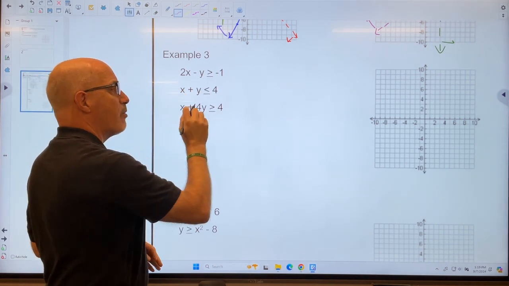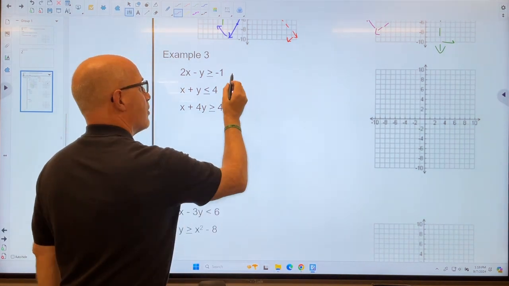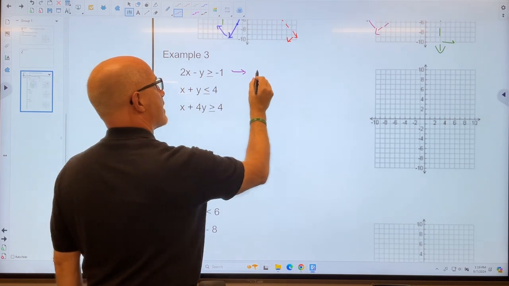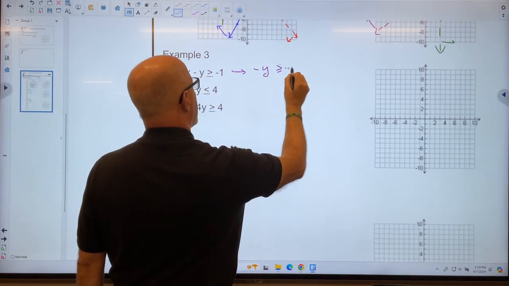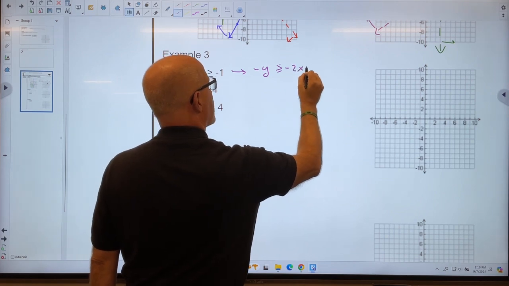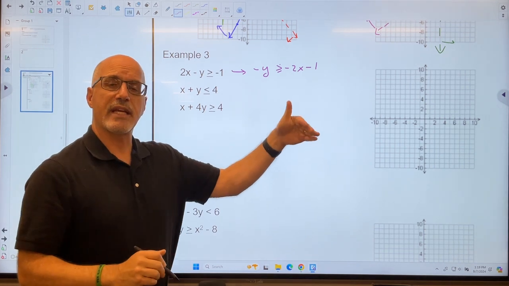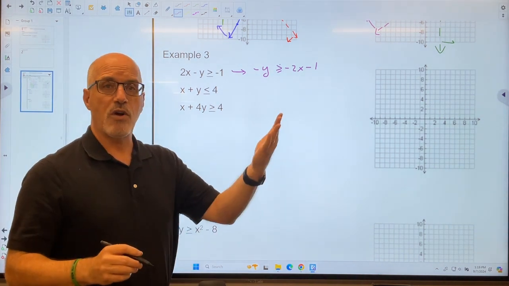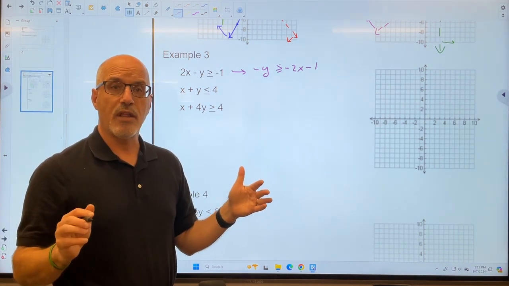Now, what I'm going to recommend is we think about putting these into slope-intercept form. So the way to do that is to go ahead and subtract 2x from both sides first, greater than or equal to negative 2x minus 1. So I put the subtracted 2x first because we like x's before numbers. But notice I did not flip the inequality because subtraction or addition does not switch the inequality.